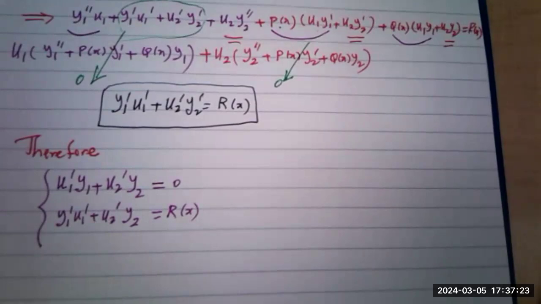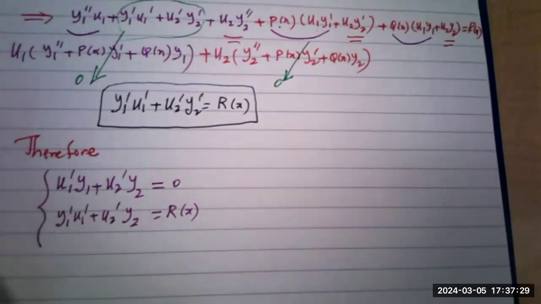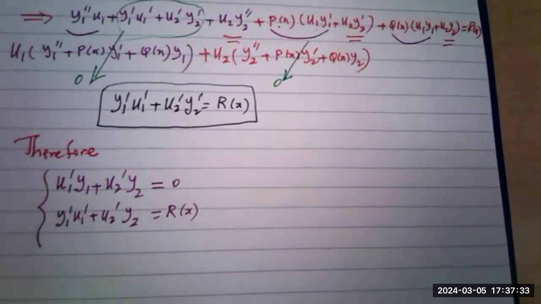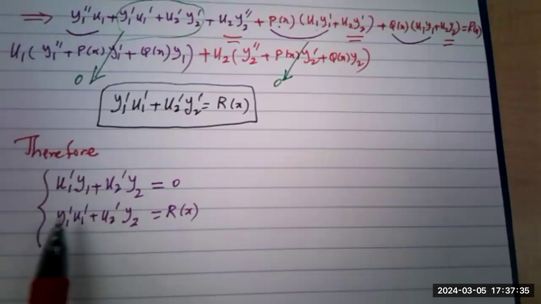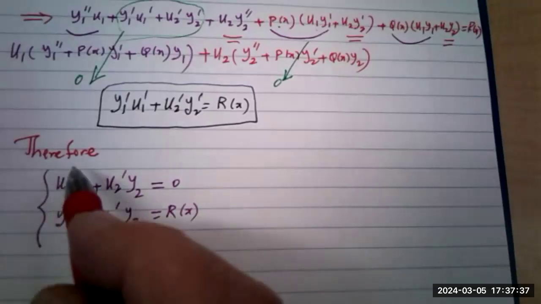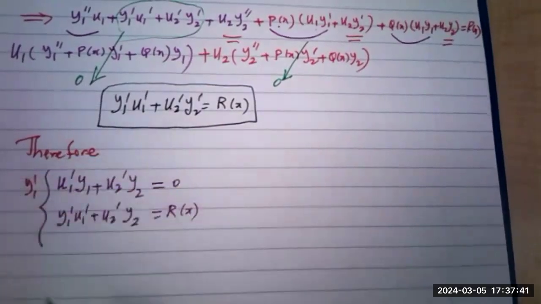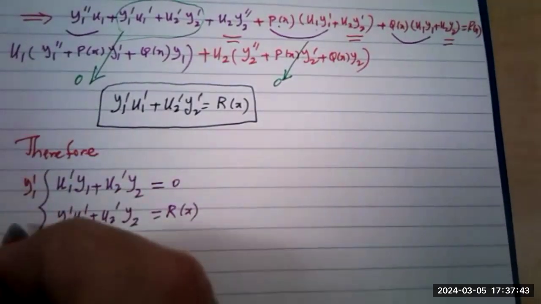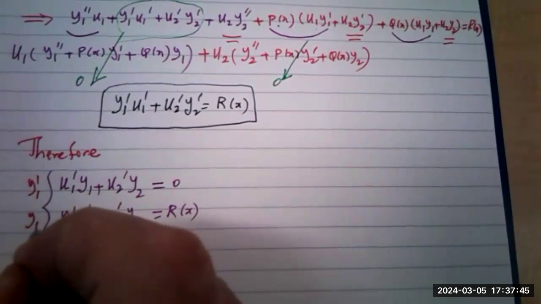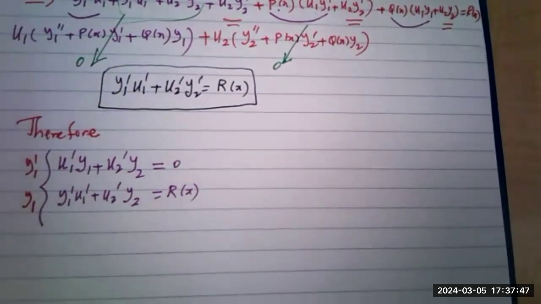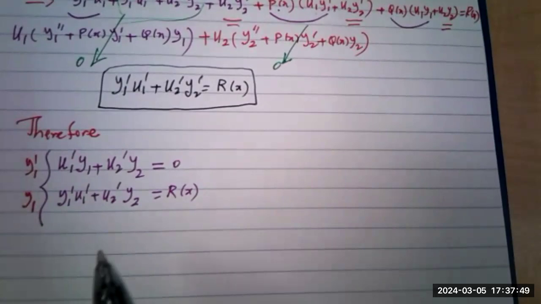Elimination method. How can we solve it? Suppose you want to eliminate which one? u1 prime. If you want to eliminate u1 prime, you have to multiply the first one by y1 prime, and the second one by y1. You have to change the sign of one of them. It doesn't matter which one it is.